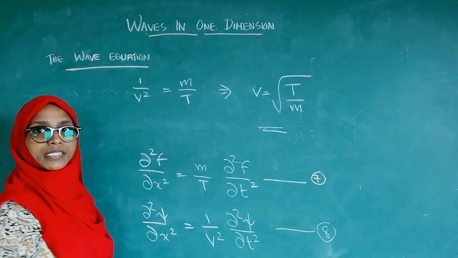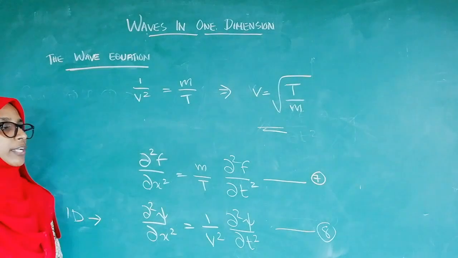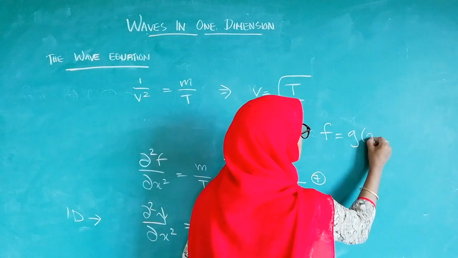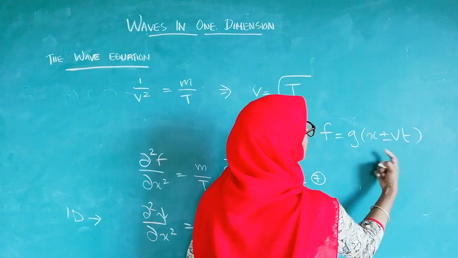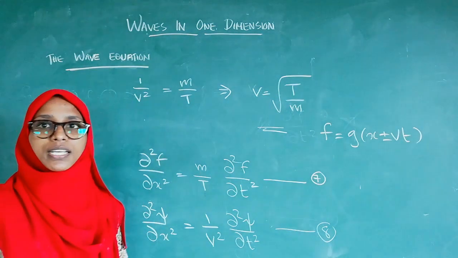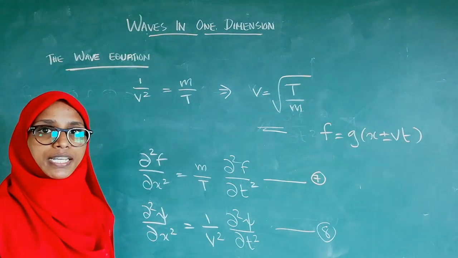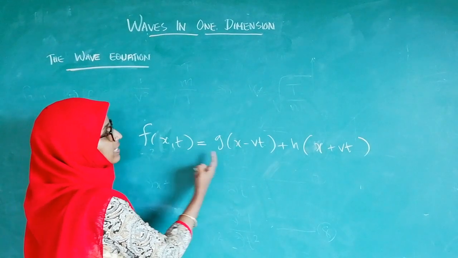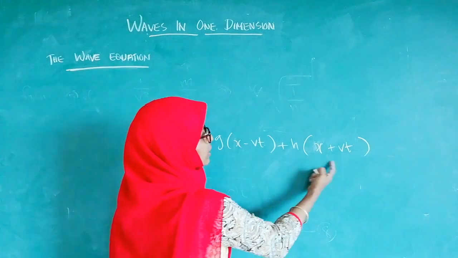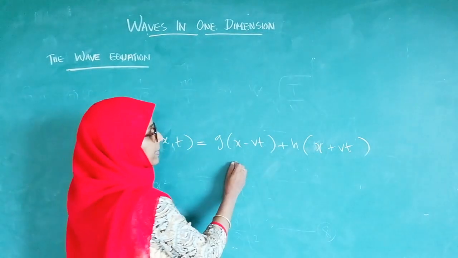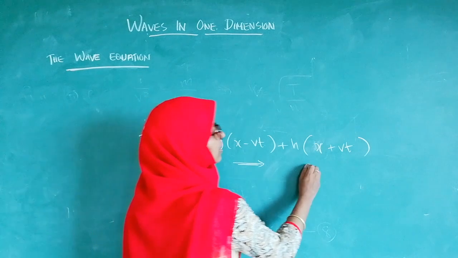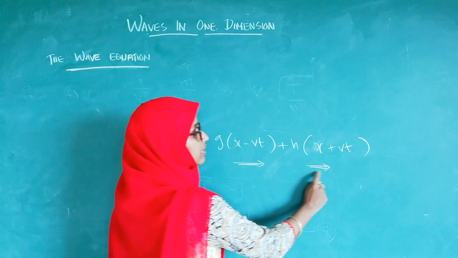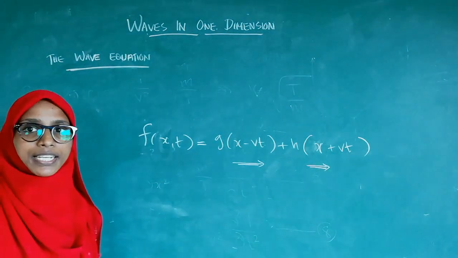From these equations, we can represent a wave as f is equal to g of (x plus or minus vt), where one portion travels along the positive direction and the other along the negative direction. Here we can write the solution f of (x,t) as g of (x minus vt) plus h of (x plus vt), where this represents the positive component and this represents the negative component. That is, this is traveling along the positive direction and this is along the negative x direction. Thank you.